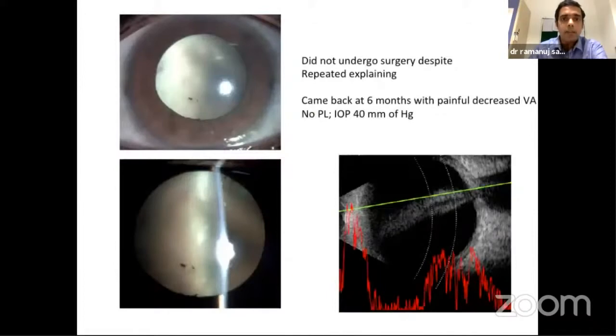When she came back after 6 months, we can see there is a complete narrow funnel retinal detachment and neovascular glaucoma. Her vision had dropped to no light perception, with an intraocular pressure of 40 millimeters of mercury. So unfortunately, we could not salvage vision in this patient.